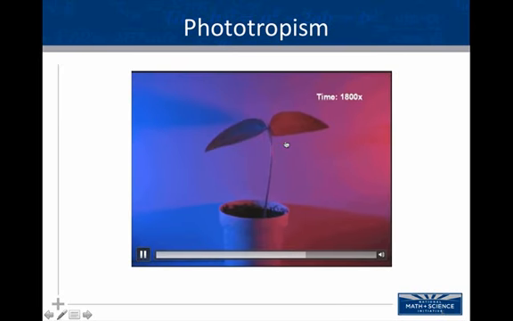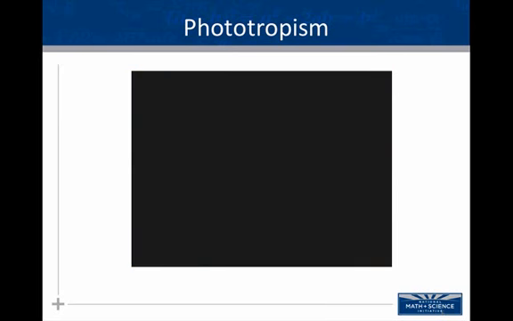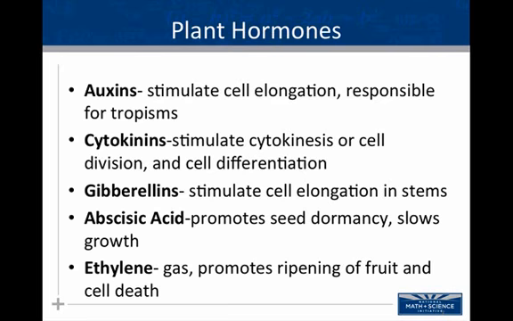Same thing with these leaves of this plant. These leaves are foraging for light wavelength. Got more bluish wavelengths on the left, more reddish wavelengths on the right, and you can see that it's actually moving more toward the left. It's because of the accumulation of auxins on the non-stimulated side, causing that cell division.